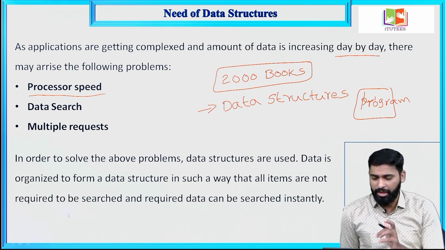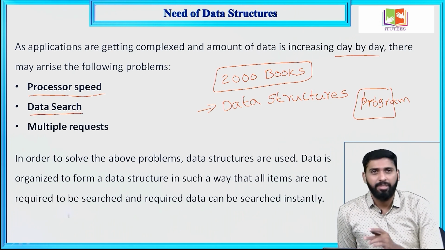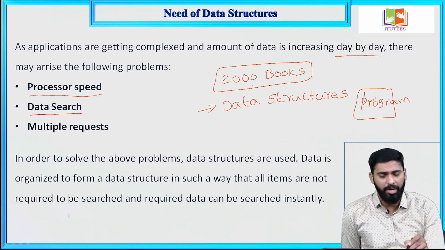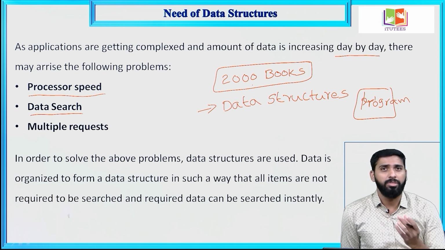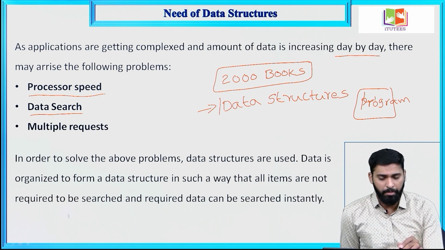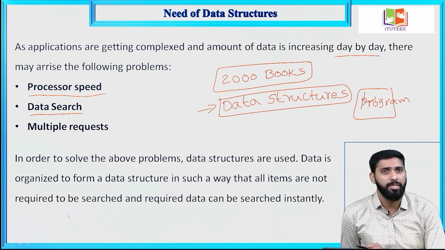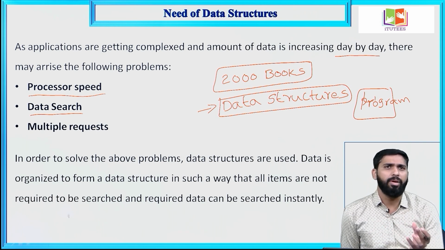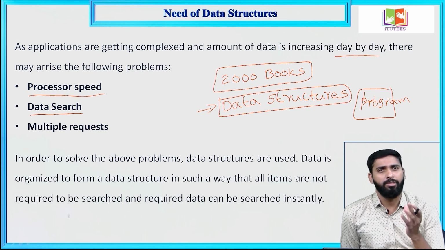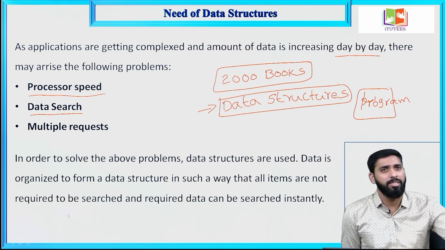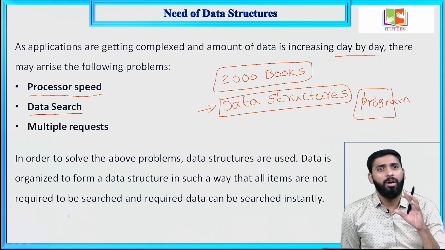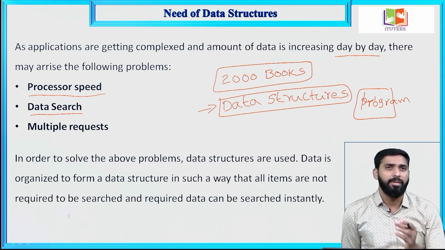Okay. Second one is data search. Data search means here we have 2000 books. We are going to search for a particular book. If the data is not in an organized manner, then it is very difficult to find this book. Let us assume the data structure book is in the last row, and you don't know how it is organized. Then for retrieving the data, it takes much time.